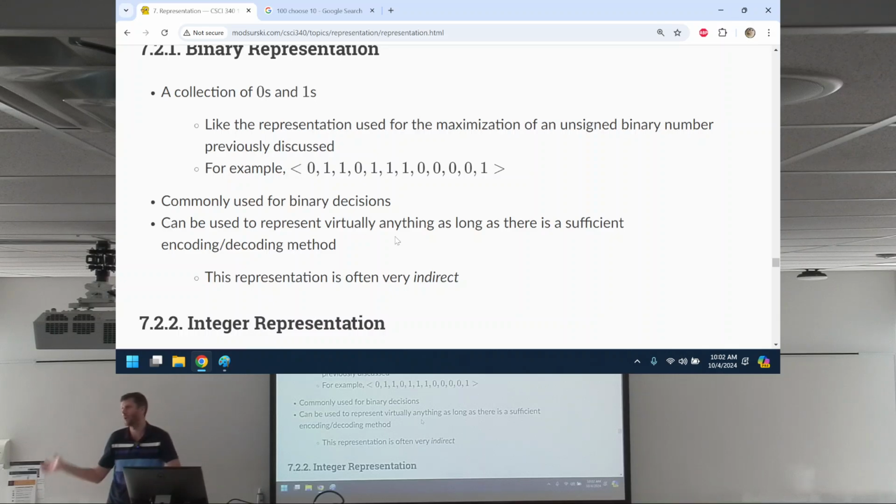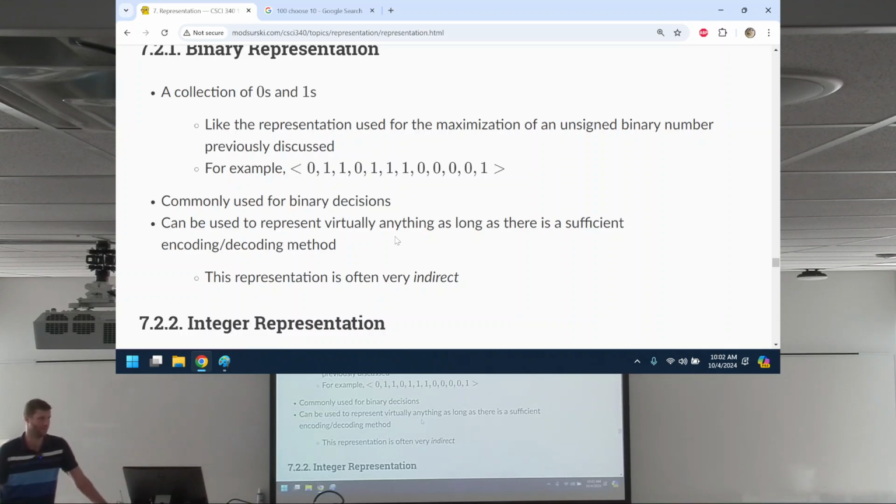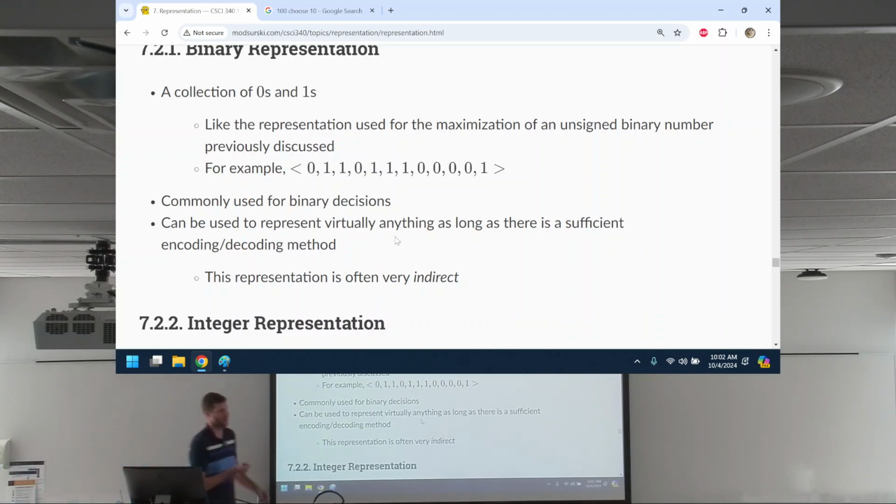All right, a binary representation. Well, this is just a list of zeros and ones. When I say list, I don't mean a literal list. It's just some linear collection of zeros and ones. It doesn't even need to be linear, really, like we talked about with the 2D encoding of the queens. A binary representation is common for a binary decision problem, but it can be used to represent really anything. Anything that you can represent on your computer, technically you could represent with some binary encoding with a sufficient encoder and decoder. Whenever you're using this representation though, it's often very indirect, okay?